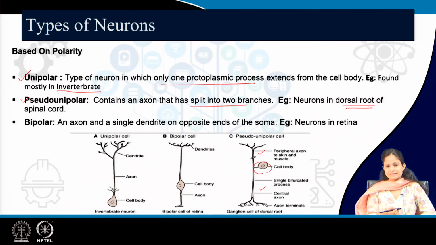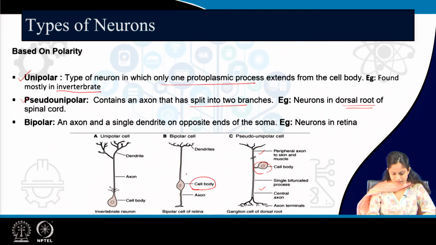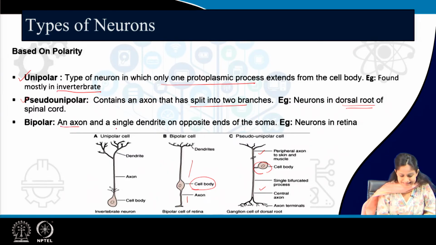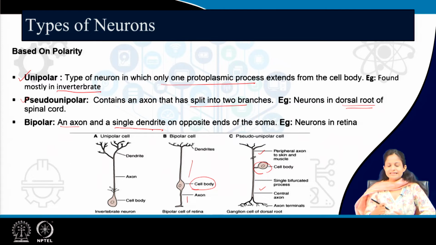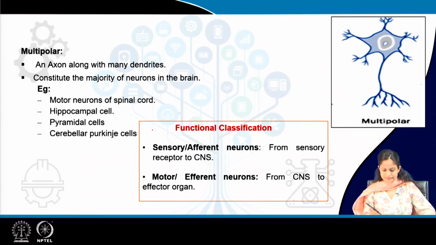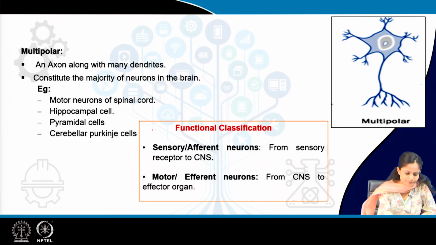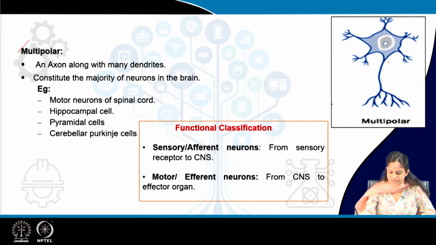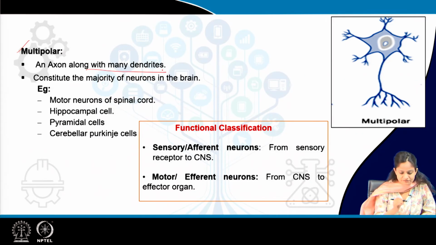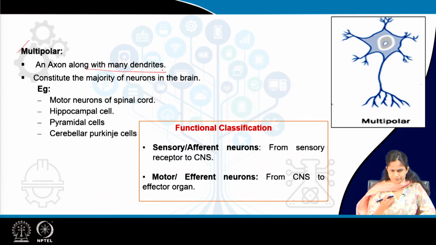Now bipolar neurons are present in the retinal cells. What does a bipolar neuron have? You can see there is a cell body, then above there are dendrites, below there is an axon. So an axon and a single dendrite on opposite sides of the neuron constitute a bipolar neuron. It is mainly present in the retinal cells, and wherever else you talk about neurons in our body, they are multipolar neurons. That means a neuron which has a cell body and an axon with many dendrites. You take any examples, motor neurons, hippocampal cells, pyramidal cells, whatever neurons, they are multipolar neurons.